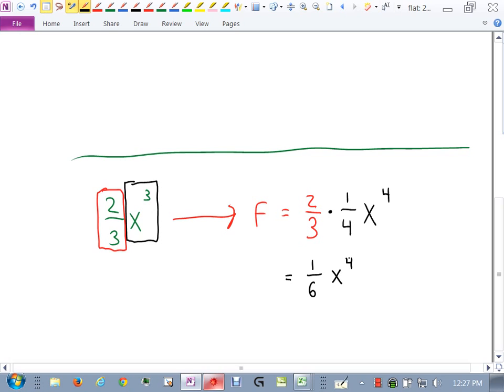How do you check your answer? Take the derivative, right? Take the derivative of this. 4 comes out. What's 4 over 6? 2/3, and then the power came down by 1. Yes?